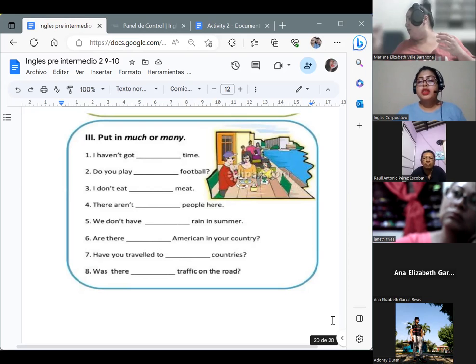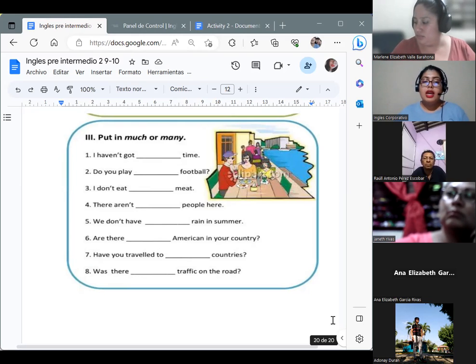So, I'm going to give you 4 or 5 minutes to decide what is the best option here on the statements. And then I'm going to write the answers.